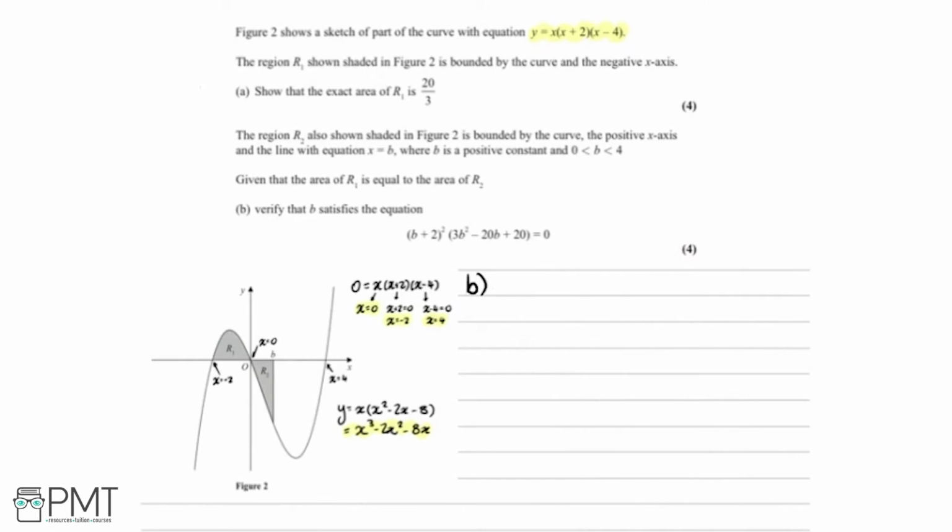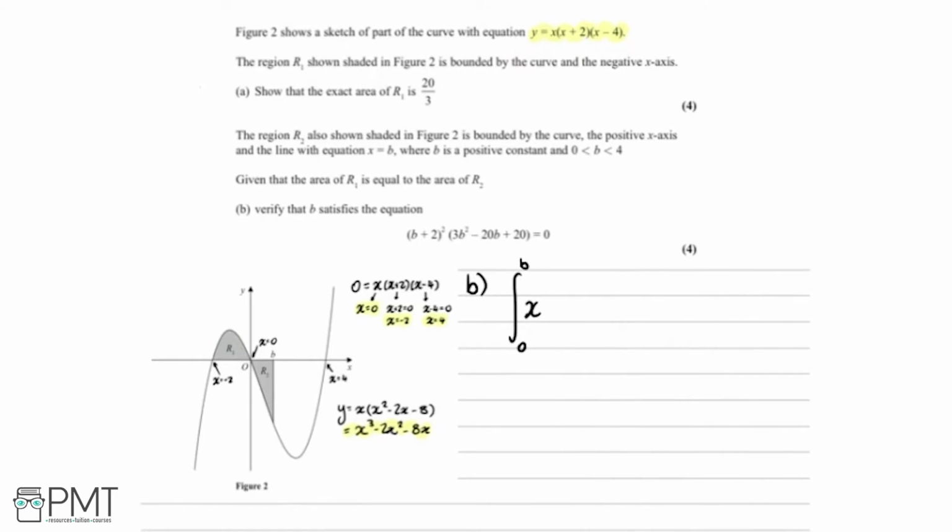So like in the previous part, we're working with areas under curves, so again we're going to be dealing with integration. Setting up an integral for finding the area of R2, we need to integrate between 0 and b to get the area of R2. It's the same curve as before. In the previous part, we expanded out the brackets to get the equation of the curve in this form, because it's just easier to integrate compared to the factorised form of the question. So I'm going to use the expanded form here.